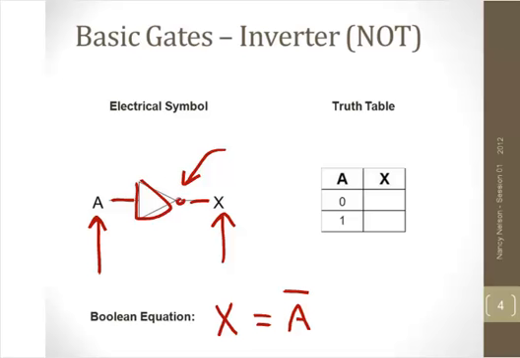Our truth table is used to define the behavior. We know that the output's going to be high when the input's low, and it's going to be low when the input's high. So in our first case, we have our input low. That means our output's going to be high. Second row, we have our input high, which means our output is going to be low. So we now have a complete truth table that defines the behavior of our inverter.